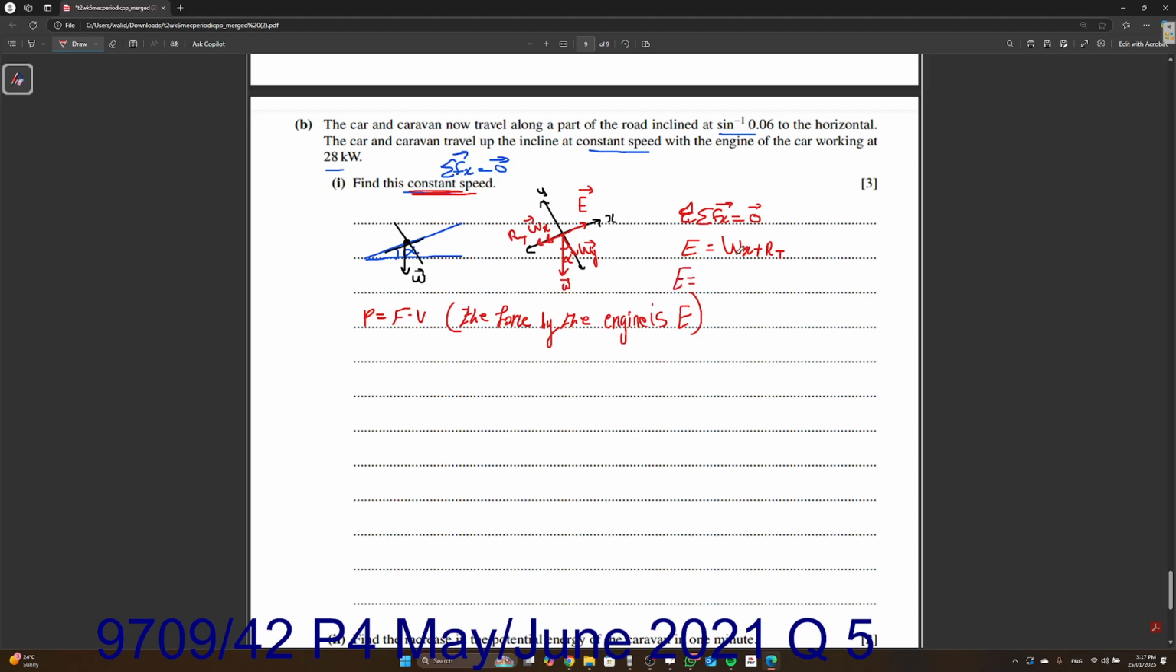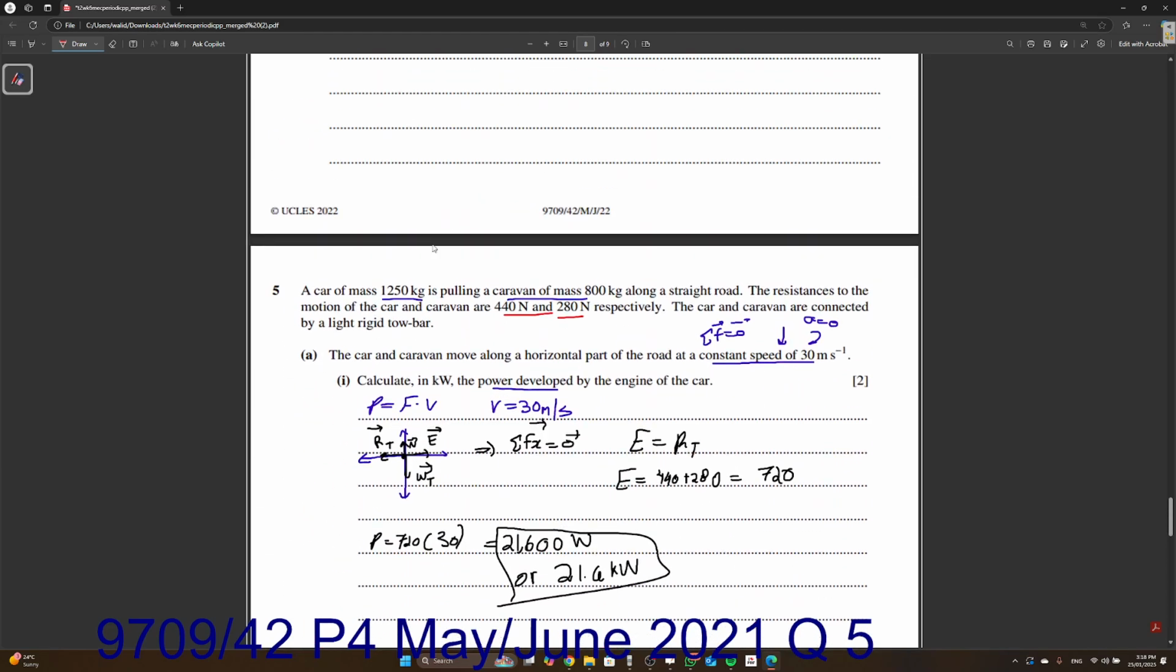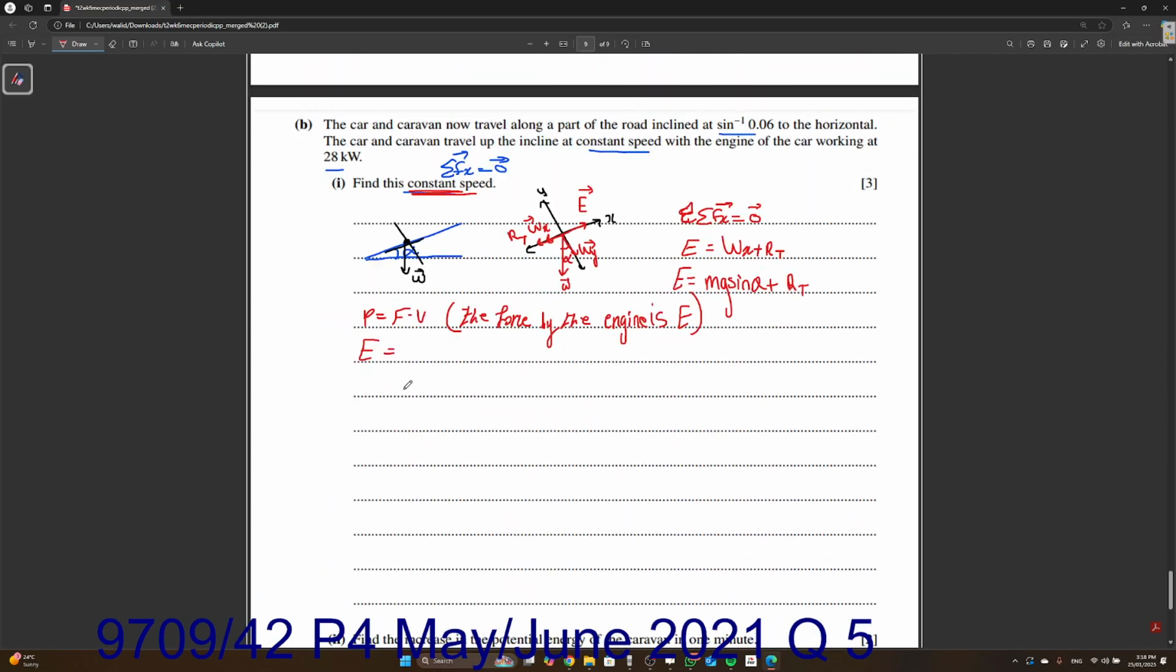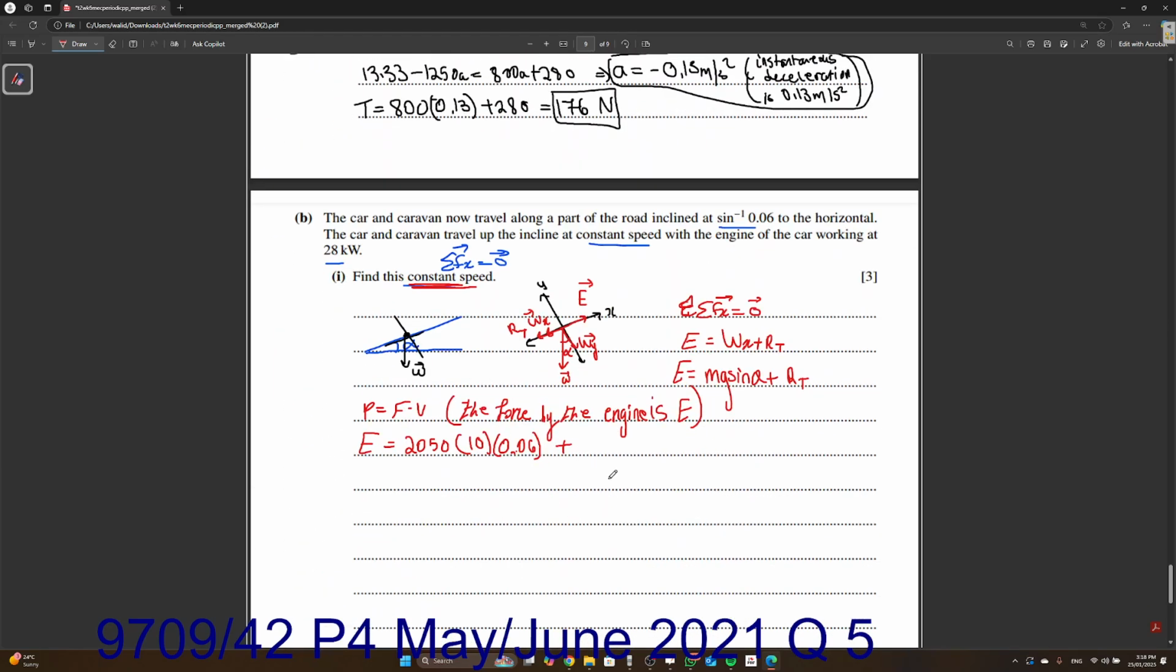So E is equal to, what's Wx? It's mg sine alpha plus the total resistance. Okay, let's continue over here. E is equal to the mass. What's the total mass? 1250 plus 800, so 2050, times g, which is 10, times sine alpha, which is given as 0.06, plus the total resistance, which is 440 plus 280. So you should get that E is 1950.